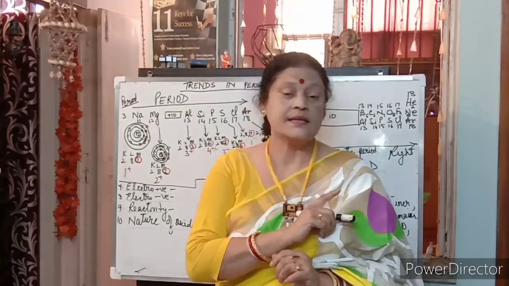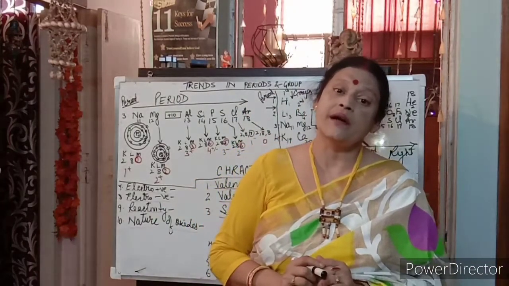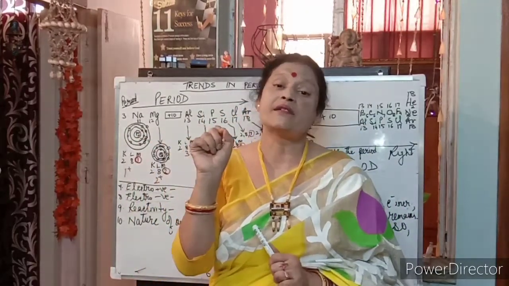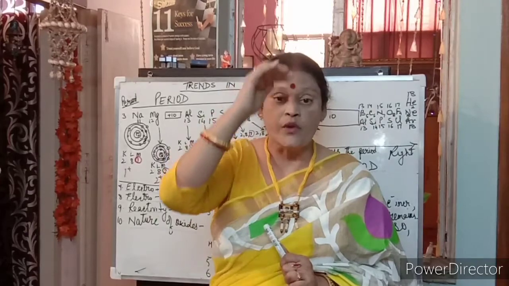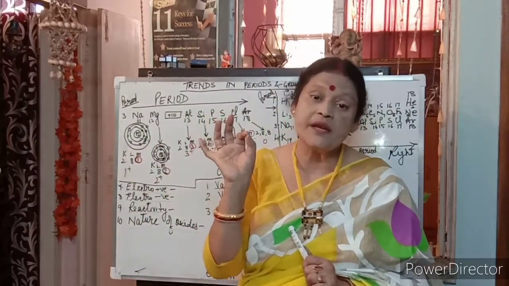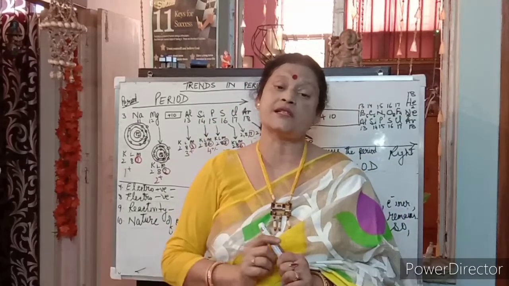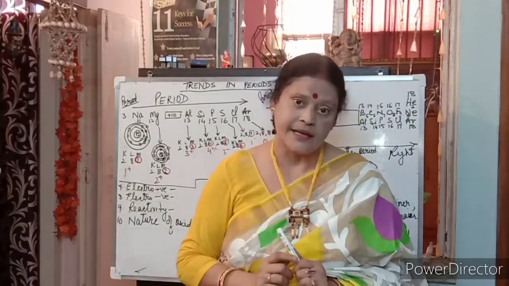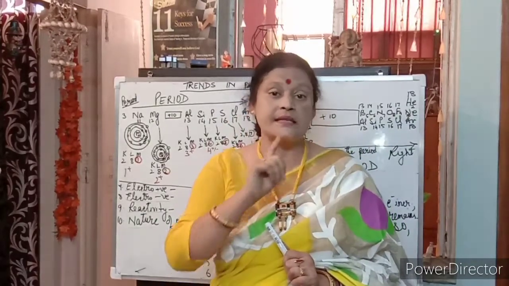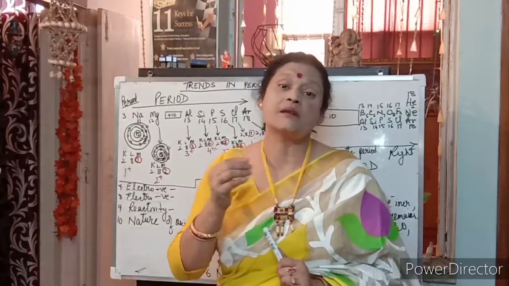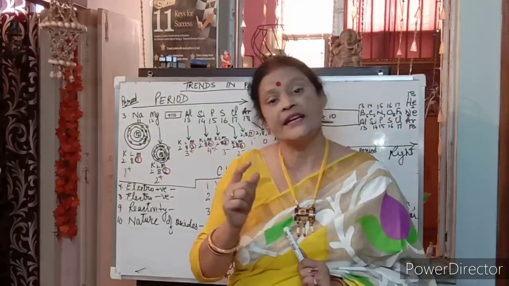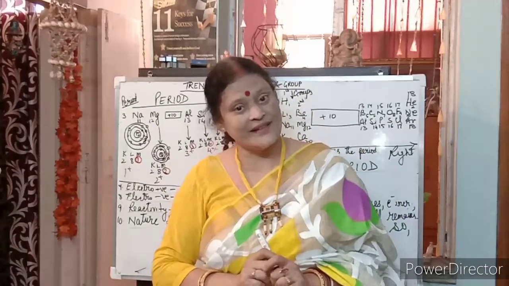Let me rewind once. In the modern periodic table, there are horizontal rows which are called periods. There are a total of 7 periods, and vertical columns, known as groups, of which there are 18. This is the difference between Mendeleev and modern: in Mendeleev there are 6 periods and 8 groups, but in the modern periodic table there are 7 periods and 18 groups, right? I have already discussed all this.